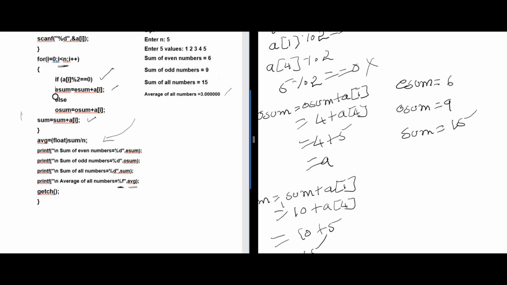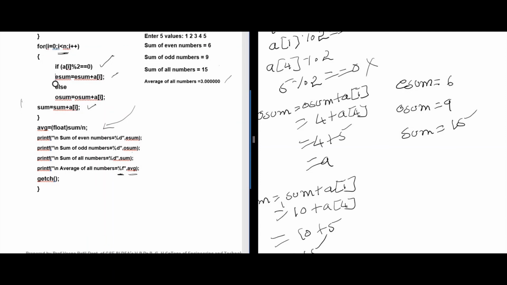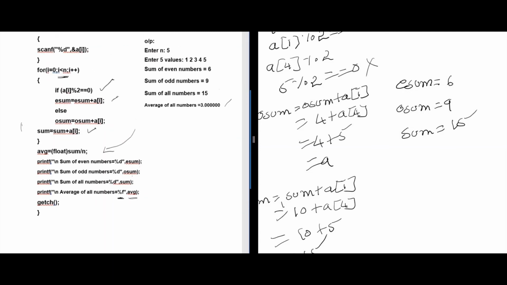Now getch holds the screen until the user enters a new character. The end of the program.